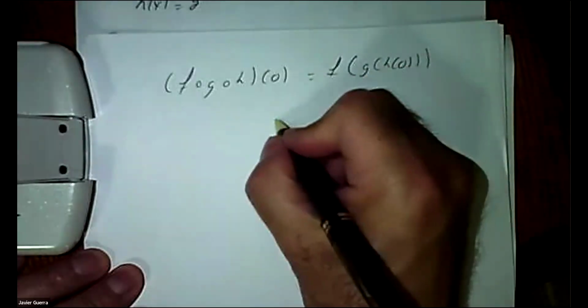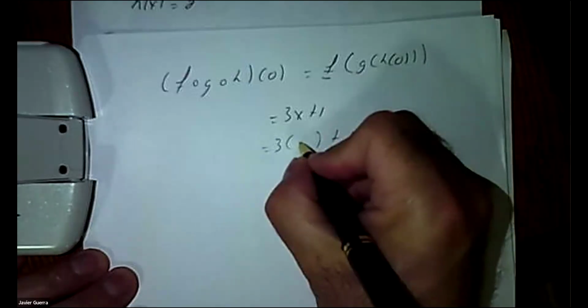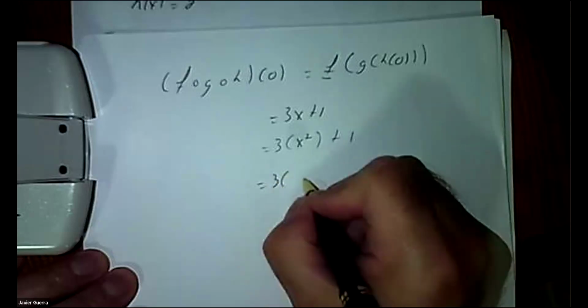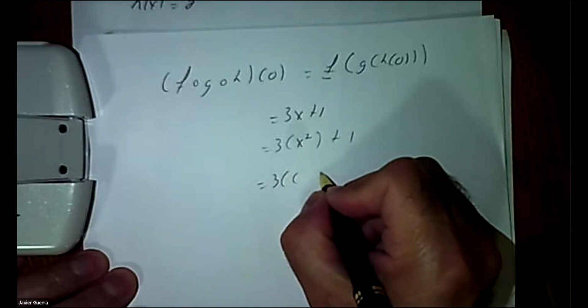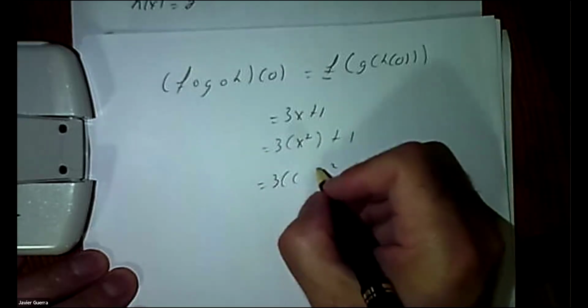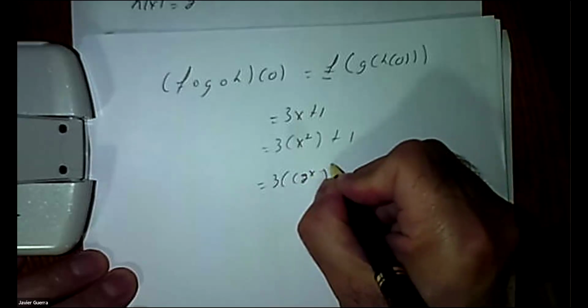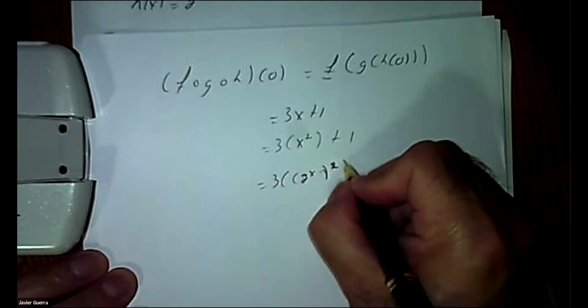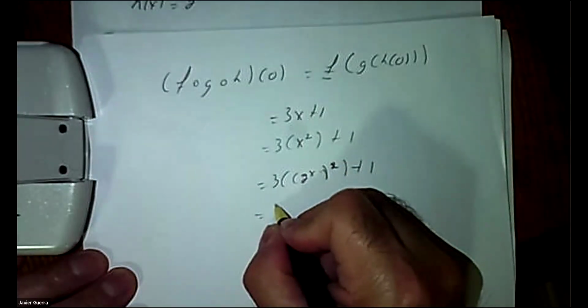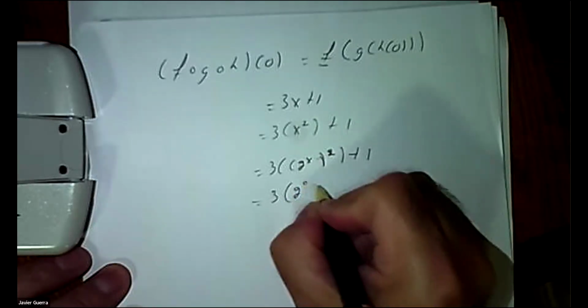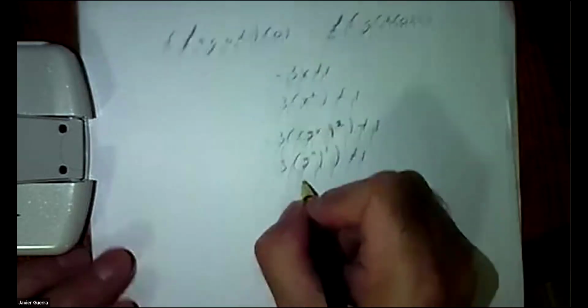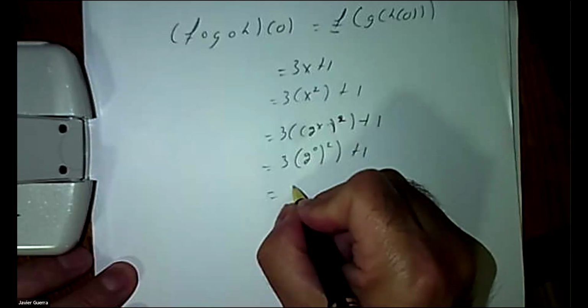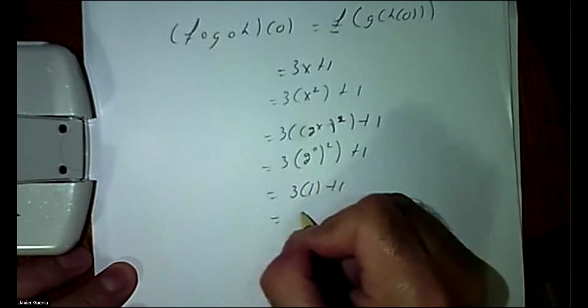So I'm going to start with my F. F is 3x plus 1. I'm going to remove my x and substitute my g function. My g function is x squared. All right, so now in the x squared, I need to substitute my h. So that is 2 to the x. So it's 3 times 2 to the x, squared, plus 1. Now I have to substitute a 0 in. Anything to the 0 power is 1. So this would be 3 times 1 plus 1. I should get 3 plus 1, which is 4.